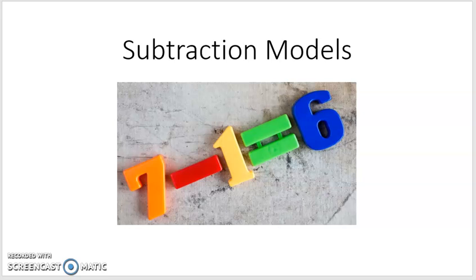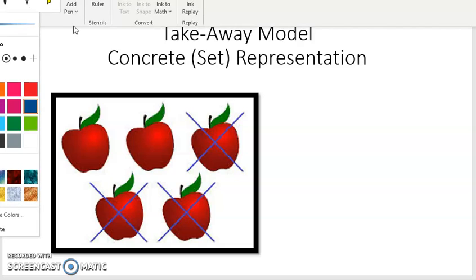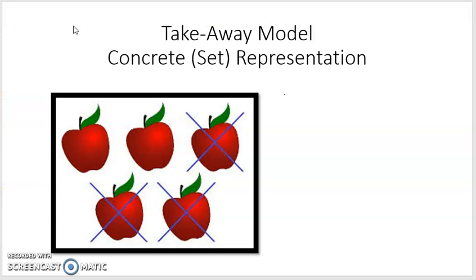Hi everyone. In this video we're going to explore two common subtraction models. The first model is called the takeaway model. And the takeaway model begins with a set. So what we're going to represent with this is the expression 5 minus 3.